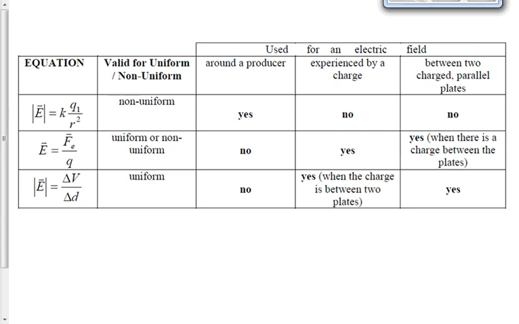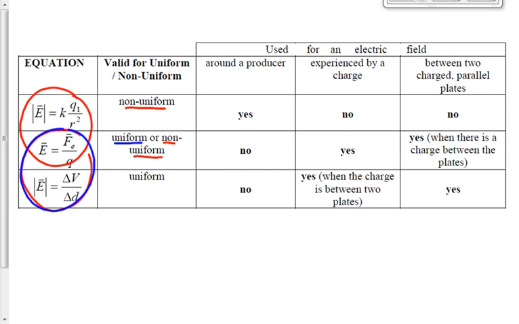This is just a little summary of it, guys. Use your judgment on whether you need to copy this down or not. In essence, it's all a repeat of what we've said already. 3 equations, okay, here's my Venn diagram again. Non-uniform field. And the bottom 2 are valid whenever we have a uniform field. We can use the first one around a producer. The second one we can use in the context of one of those producers, except we have to have information about the experiencer. So not when we have data about the producer. Can't use this one around a producer for sure.